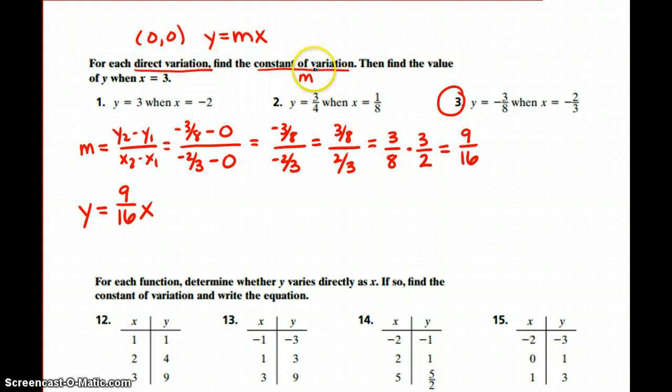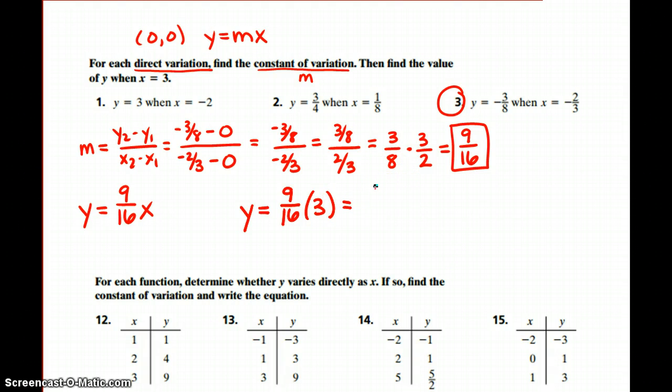So again, it said find the constant of variation. We did that. So when you check your solutions, it's going to show you this. But the reason that we had to write the equation is because now it says find the value of y when x equals 3. So if you're going to find the value of y when x equals 3, you're just going to use substitution, and you're going to plug in 3.